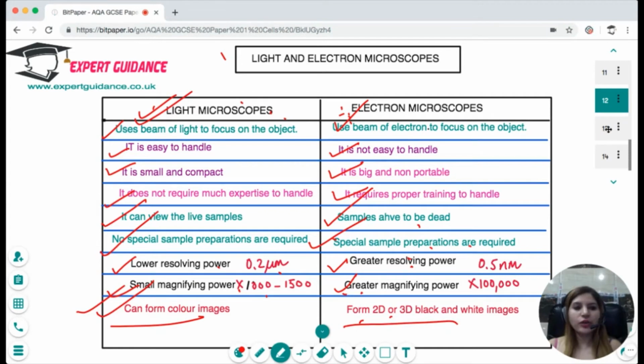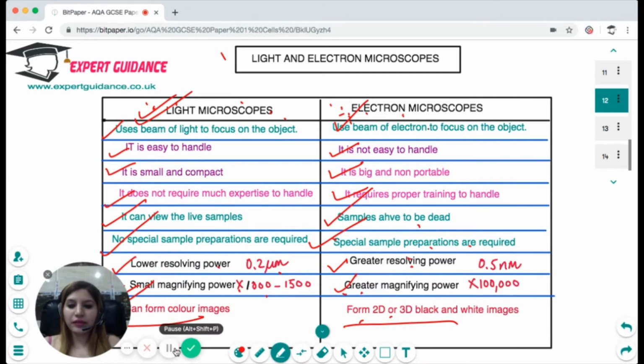Okay, so I hope this difference between the light microscope and the electron microscope is crystal clear to you. Okay, so make sure you can write the similarities and the differences between the two. Now you should be able to know the difference between a plant cell and an animal cell, the bacterial cell, the light microscope, and the electron microscope.